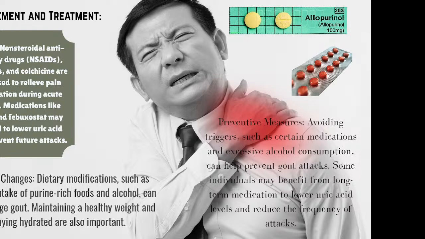So you need to avoid the triggers. We mentioned the triggers. The triggers are like the red meat, organ meat, and the likes, the medication that could cause it, like diuretics, as we mentioned before. Excessive alcohol consumption should also be stopped. And of course, trying to drink as much water as possible, at least 3 liters on a daily basis, is key. So some individuals might also benefit from the use of the allopurinol that we have mentioned before, and the other drugs, just to prevent the attacks of gout.